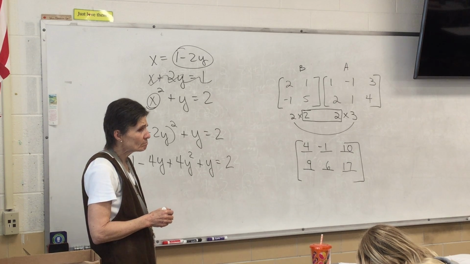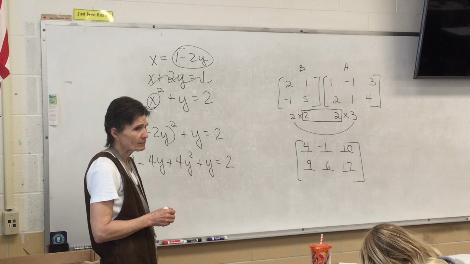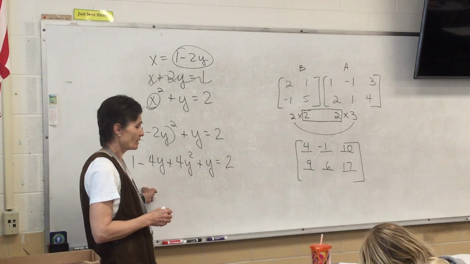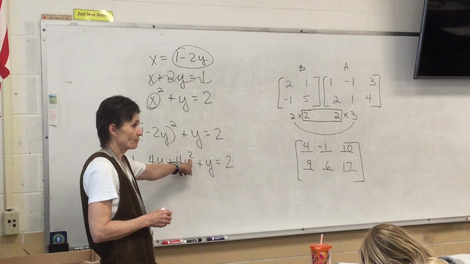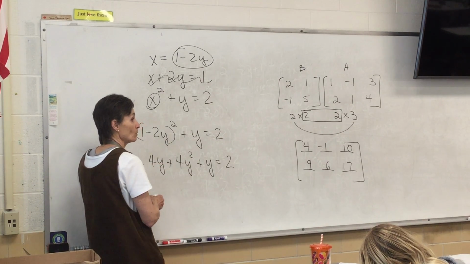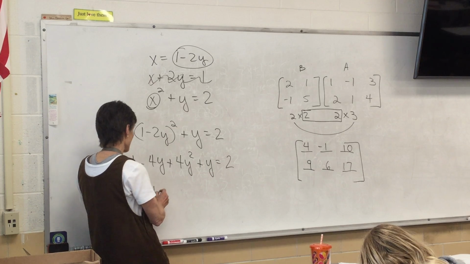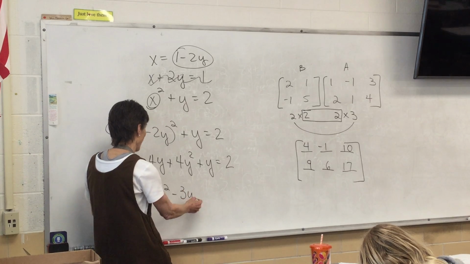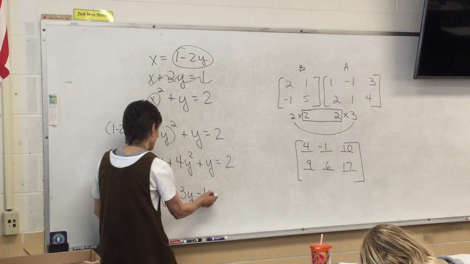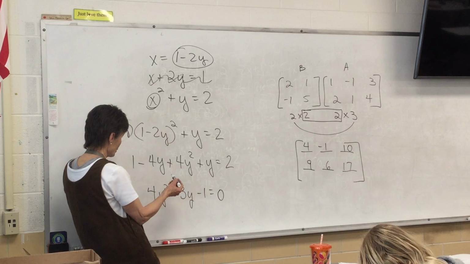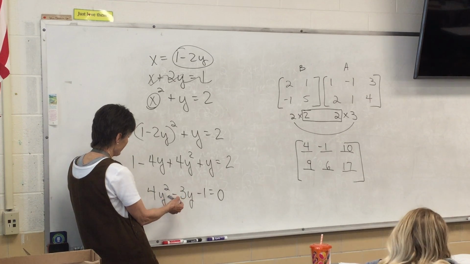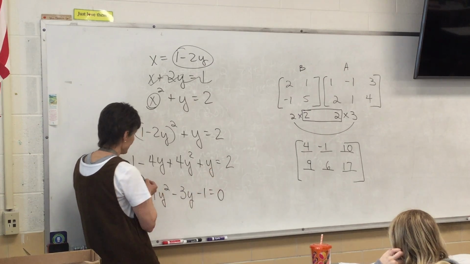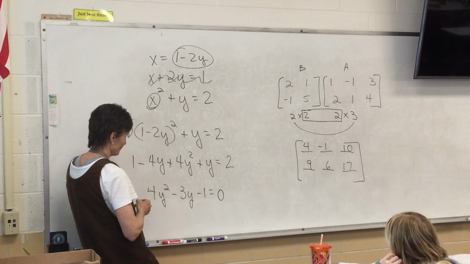Now what? This is kind of not good. What now? What kind of equation is that? Quadratic. So I need to get it set equal to 0. So 4y squared minus 3y minus 1 equals 0. All right, double check me. 4y squared minus 3y minus 1, because I have to subtract the 2.